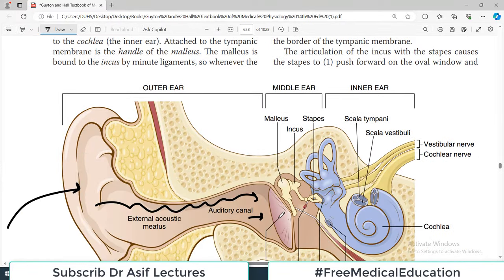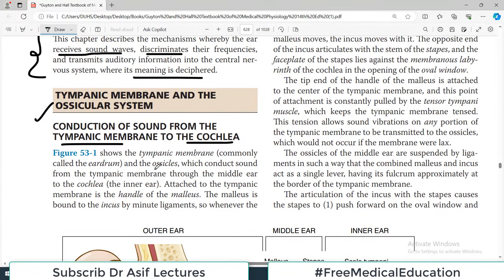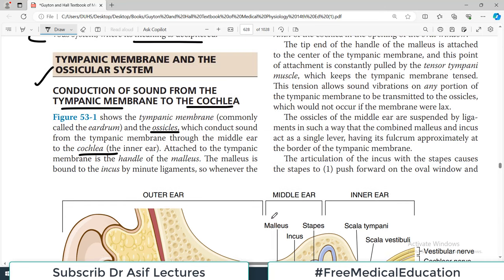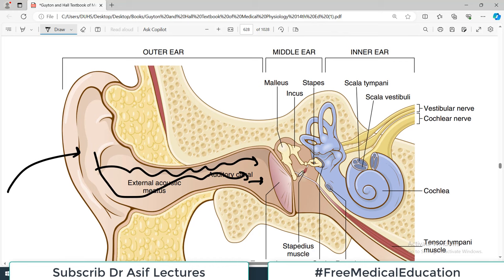Okay, and that's a good diagram to show this: the tympanic membrane and the ossicles, which conduct sound from the tympanic membrane through the middle ear to the cochlea. This is the external ear, the outer ear. This is the middle ear, which has the tympanic membrane and the bones, and then we have the inner ear, which has the cochlea. From the external ear, sound waves only travel. In the middle ear there will be processing of sound waves, which we will see how, and then in the inner ear a lot of processing happens. Attached to the tympanic membrane is the handle of the malleus. This is important information: the handle of the malleus is actually attached to the tympanic membrane.